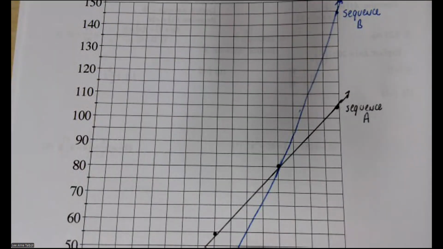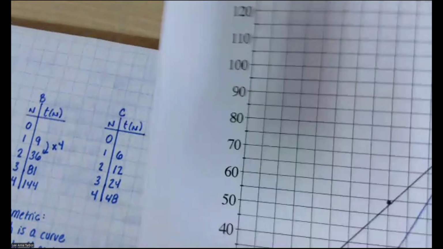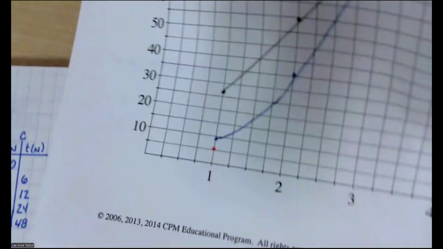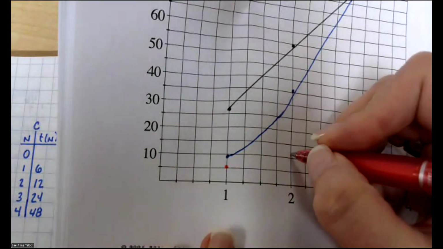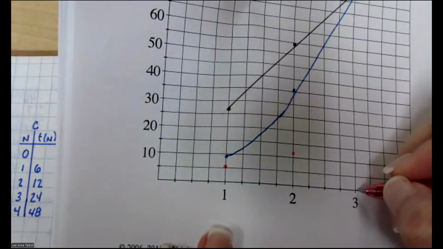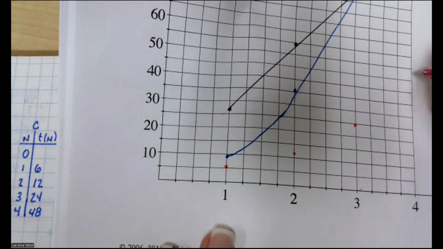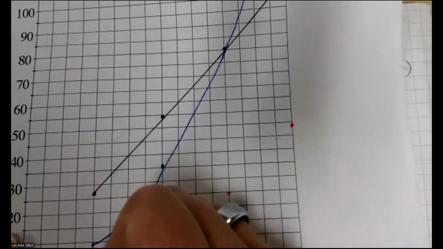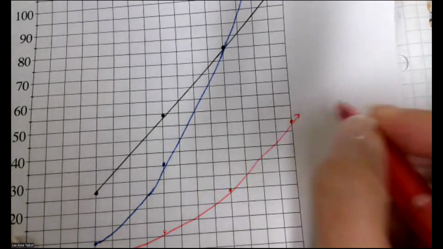Okay, last one. Gonna do C. One, two, three. Okay. 1, 6, 2, 12, 3, 24, 4, 48. Hmm.